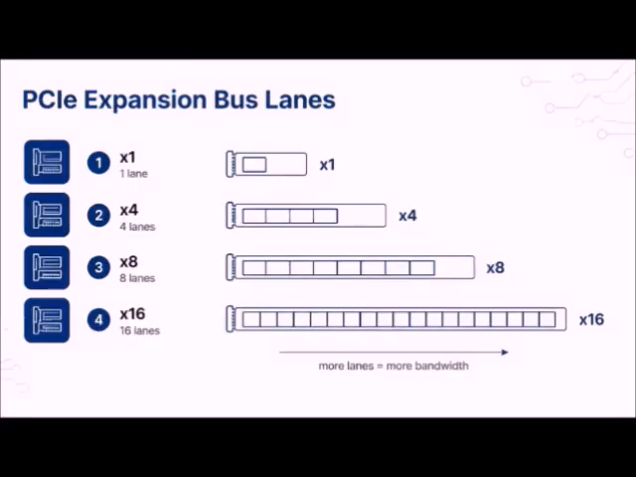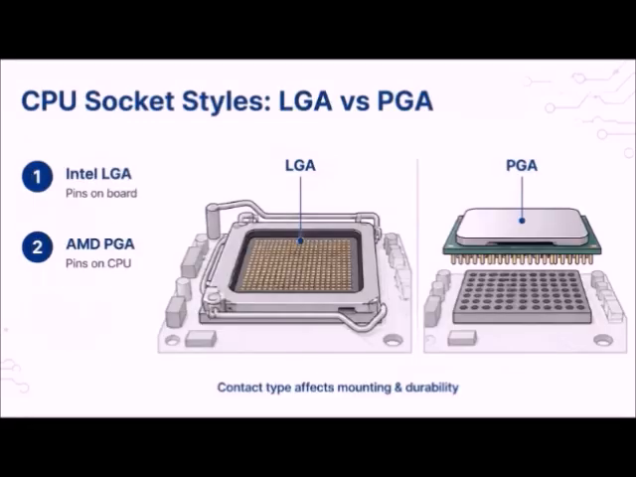PCIe expansion bus. Peripheral Component Interconnect Express, PCIe, uses serial point-to-point links called lanes, such as X1, X4, X8, or X16, to route data. CPU socket styles. Intel platforms use LGA, land grid array, sockets, where the structural connection pins are located inside the motherboard socket cavity. Legacy AMD desktop systems use PGA, pin grid array, layouts, where the physical connection pins project from the underside of the processor chip. Firmware security layers.